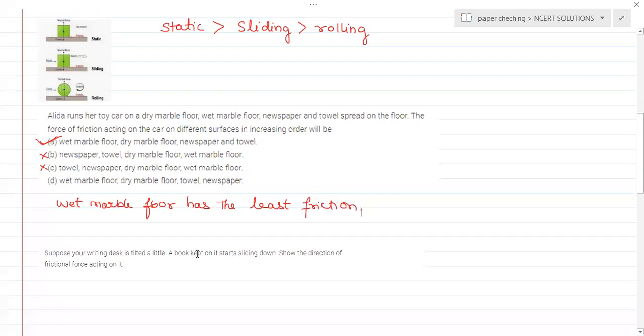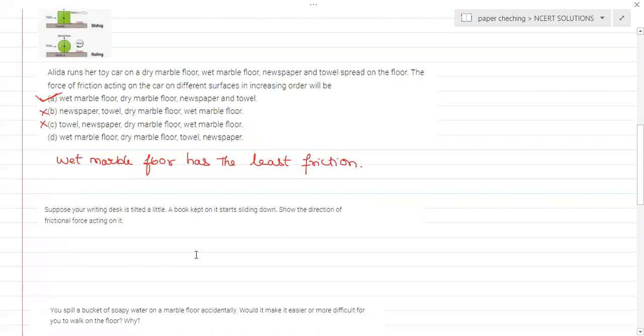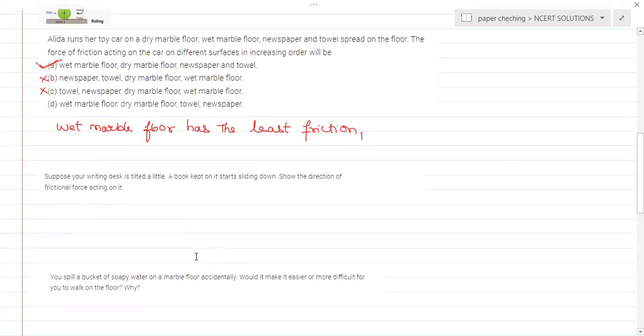Now that's the next question we are attempting. Suppose your writing desk is tilted a little. You have to imagine your school desk tilted this way, a little sliding in nature. A book kept on it starts sliding down. It is coming down. So the direction of the frictional force acting on it would be in the upward direction.